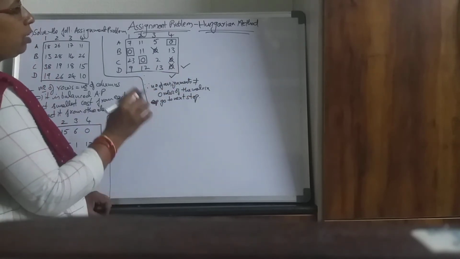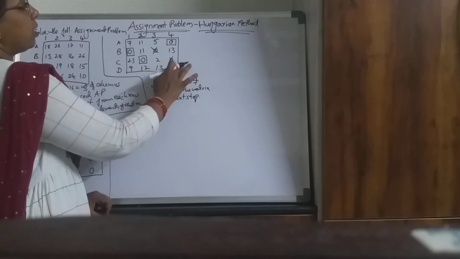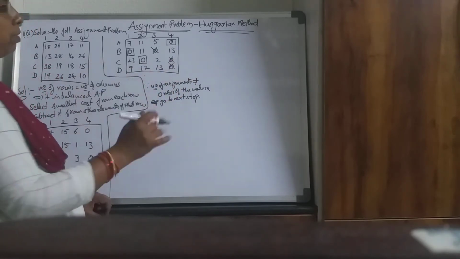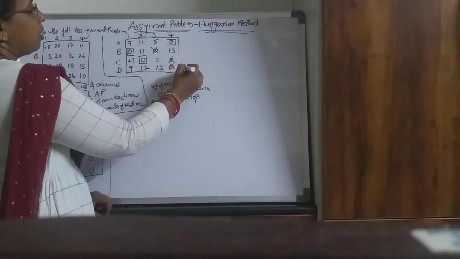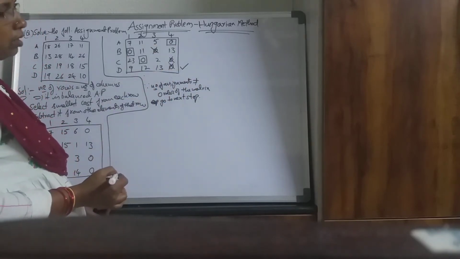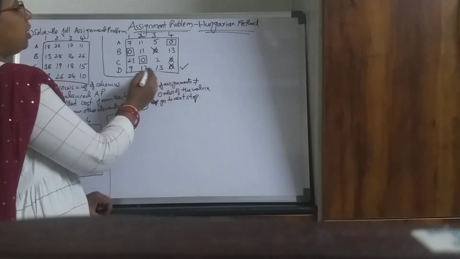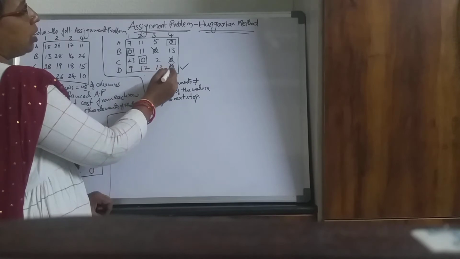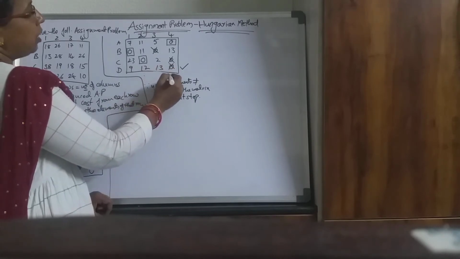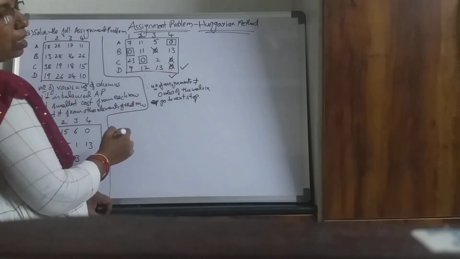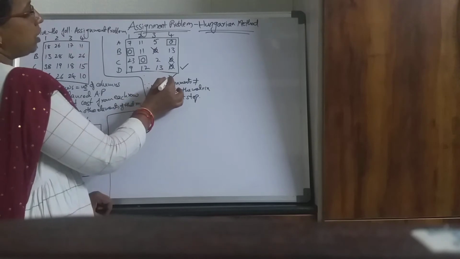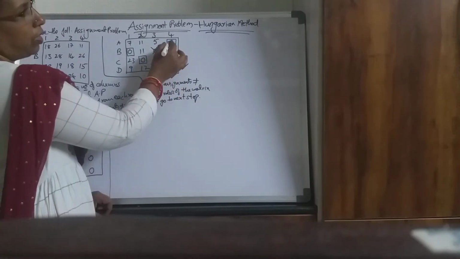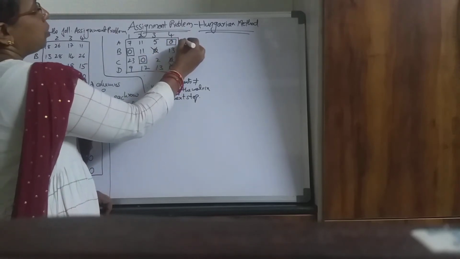See, I am repeating. First you have to mark the row which doesn't have any assignment. So here 4th row doesn't have any assignment. I am putting a tick mark. In this marked row, see where you have crossed 0. So here I have crossed 0. Now put a tick mark to that column. Now in this marked column, see where you have assignment. Here I have an assignment. So put a tick mark to that row.